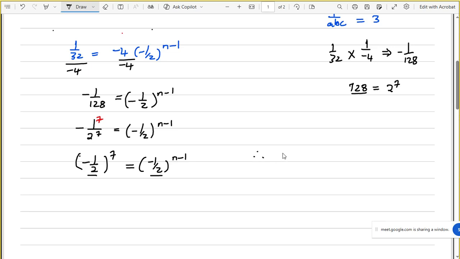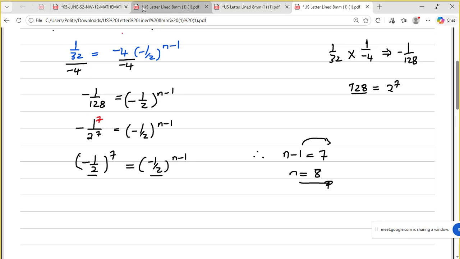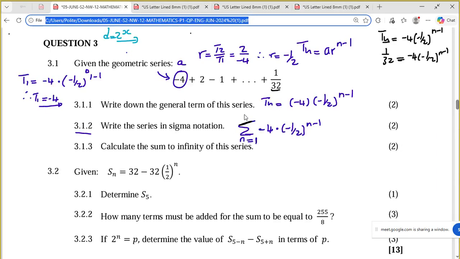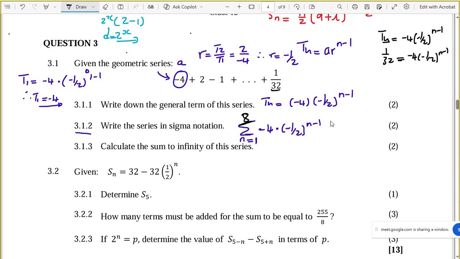I can equate the exponents, say n minus 1 is equal to 7. The n comes this side, therefore n is 8. So on top, on that sigma notation, we're going to put 8. So this will be 8. To collect those 2 marks, you should write it like that in sigma notation. Okay?